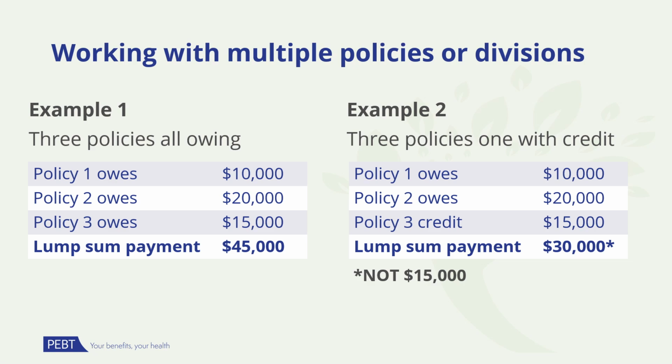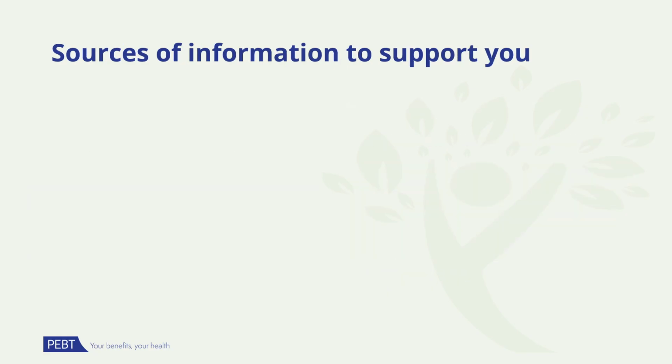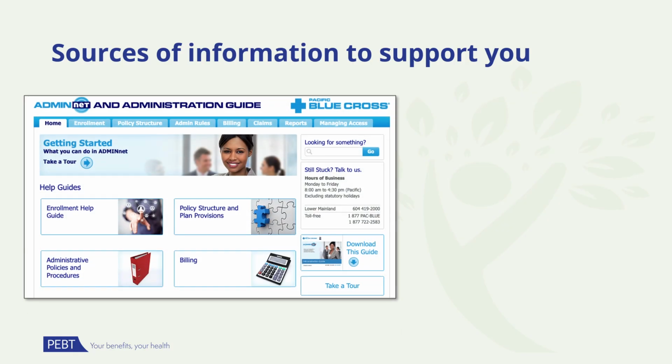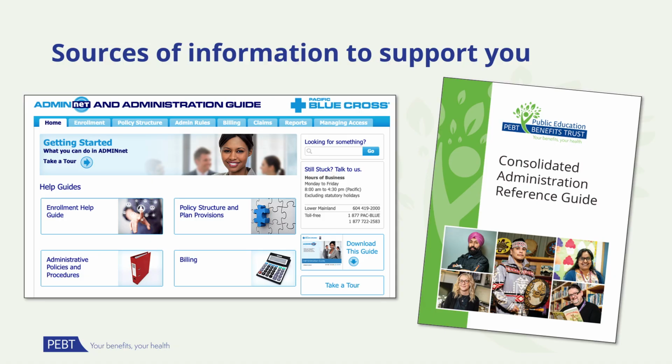The credit on one policy cannot be subtracted from the aggregate total because it would in essence be applied to a different policy. Remember, there are plenty of resources to support you. In the case of invoicing, you can find details on AdminNet and a few invoice FAQs in the Consolidated Administration Reference Guide found on the PEBT SharePoint.